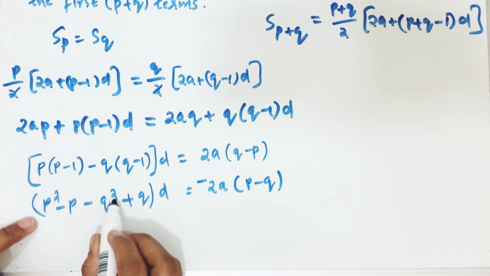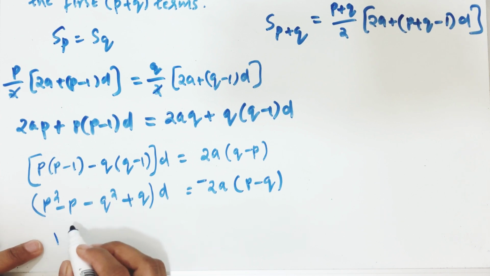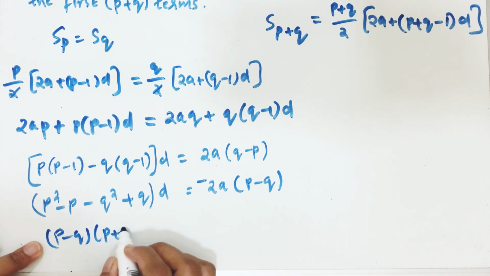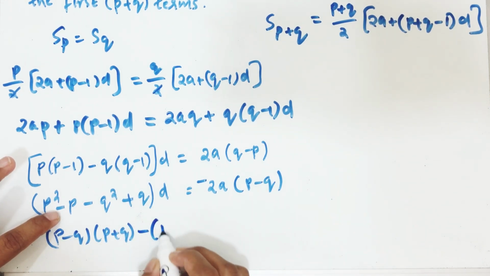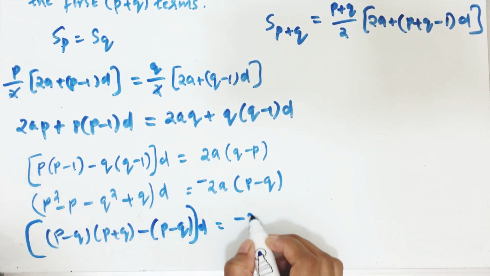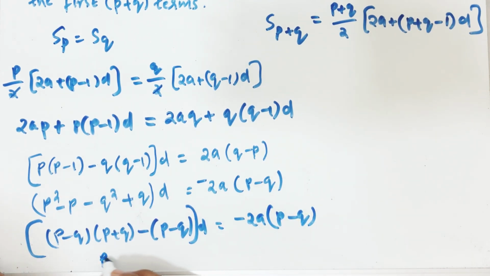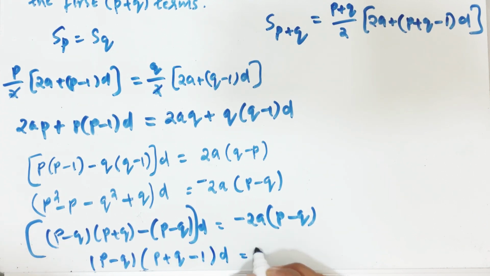This is p square minus q square minus of p minus q, or we can say p square minus q square is p minus q into p plus q. So p minus q into p plus q, minus p plus q, or minus of p minus q, into d is equal to minus 2a into p minus q. This is p minus q into, p minus q is common, p plus q minus 1 into d is equal to minus 2a into p minus q. p minus q gets cancelled.